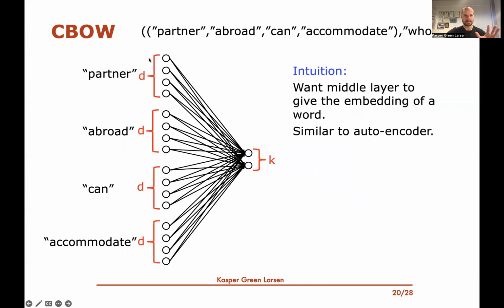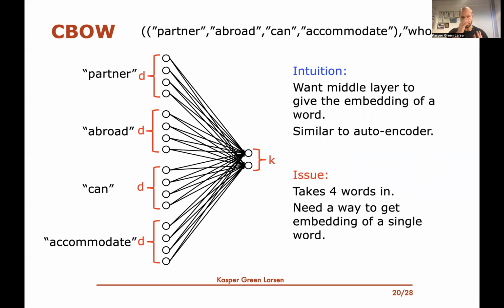And remember, if the dictionary has D words, then each of these groups has D coordinates. The basic idea is that once we've trained this neural net to make accurate predictions on the word in the middle, this middle layer, similar to autoencoders, should somehow give the embedding of a word.